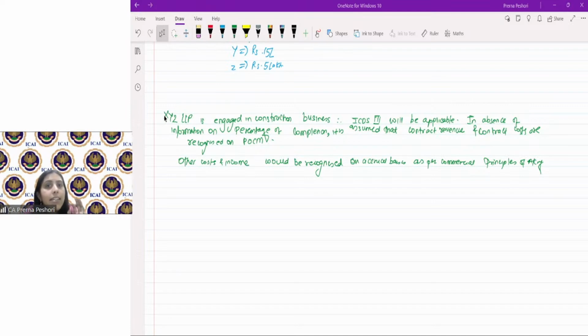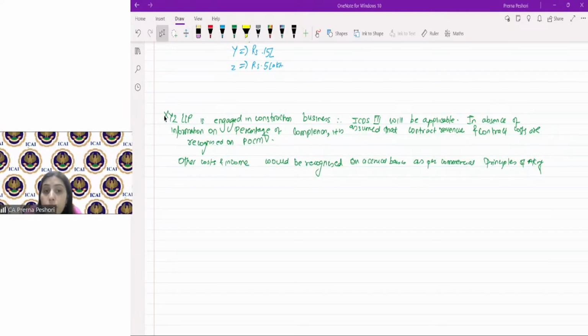So what does it say? That the contract revenue and the contract cost are to be recognized with reference to the stage of completion of the contract activity. Are we clear? And contract revenue includes the retention money.